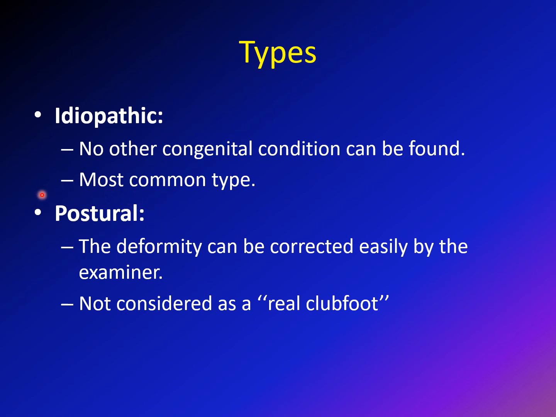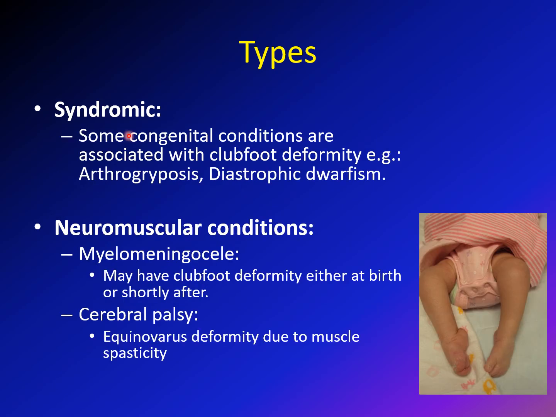There is something called postural clubfoot, and it is not a real clubfoot because it's not rigid. Basically it means that the examiner can correct the foot that looks like a clubfoot to a neutral position, as we're going to see in the video in the next slides. The syndromic clubfoot is the clubfoot that happens as part of a congenital syndrome. For example, a patient with arthrogryposis has a high chance of having clubfoot. Patients with dystrophic dwarfism also may have clubfoot. So in this case, it's not an idiopathic clubfoot, it's syndromic clubfoot.